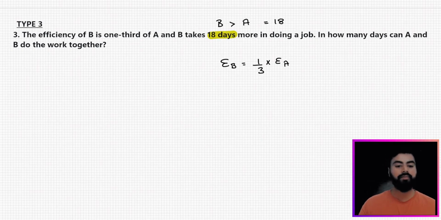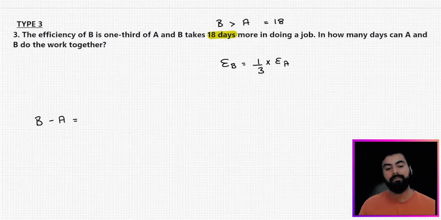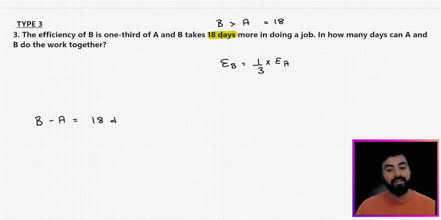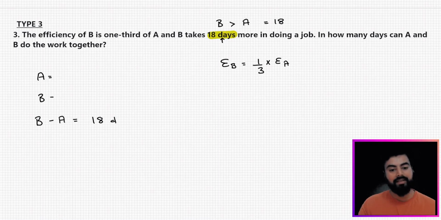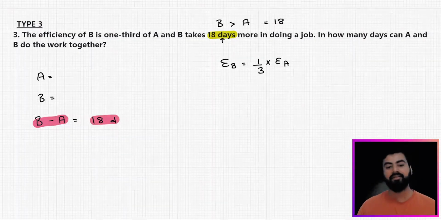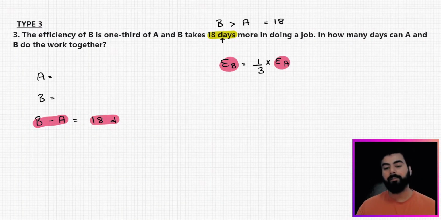So how would you write it down? In this manner. When I take the difference between the time taken by B and A, it comes out to be 18. This is as per the data given in the question. Do I know the time taken by A? No. Do I know the time taken by B? No. What I'm given are these two pieces of information, the time difference and the efficiency comparison. Let us see what we can do with this.